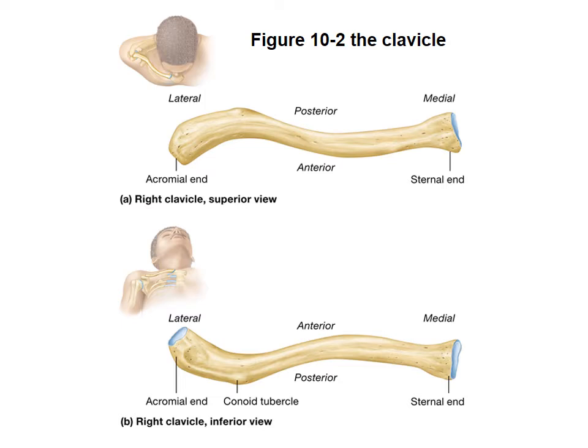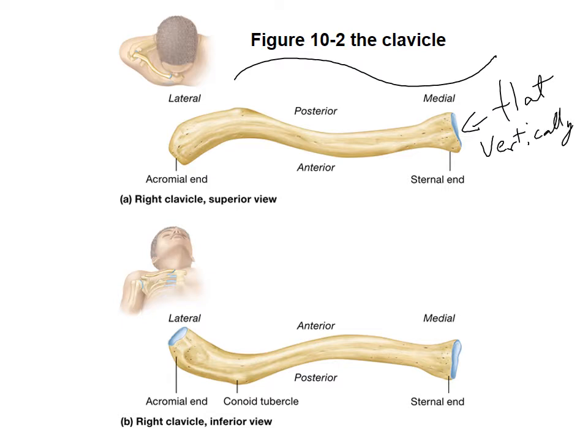So here's where the acromial end goes. You'll notice that the clavicle is this S-shaped bone. It's got a curvature to it, like this. So this always tells you that one curve is always pointing anterior, the other curve is always going posterior. So the sternal end is a flat end, so that's flat vertically. And the acromial end is flat horizontally.